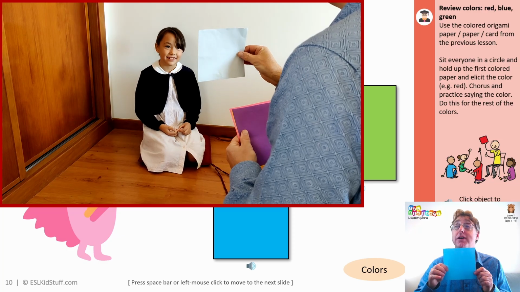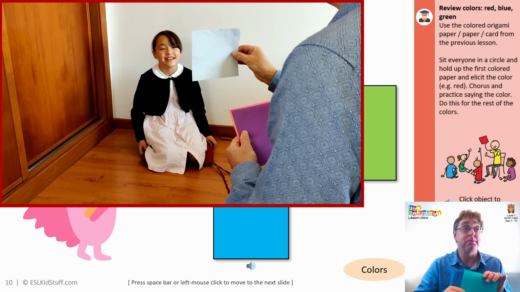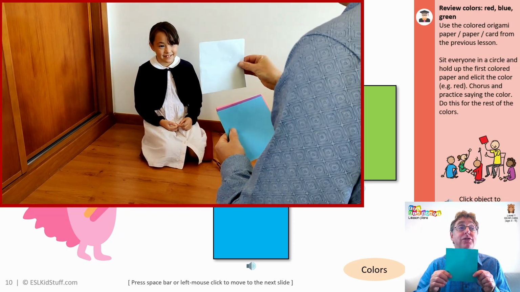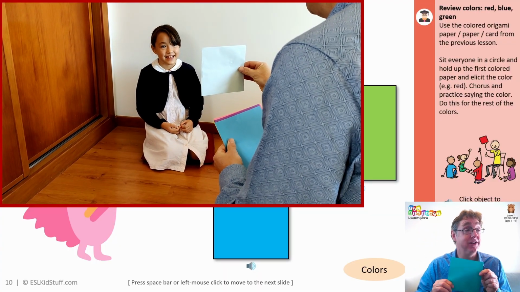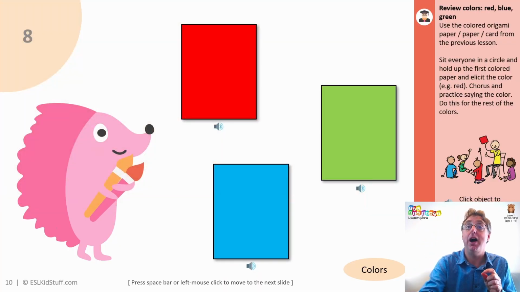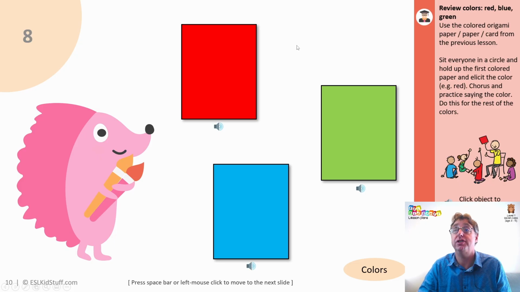What colour is it? Blue. What colour is it? Green. I know it doesn't look like green on the screen. I'm not sure why it looks really green here. Okay. Also, you can see on the presentation slide we have three colours with the little speaker icons. Clicking those will bring up the word. Red, green, blue. So you could also use this instead of the coloured origami sheets.